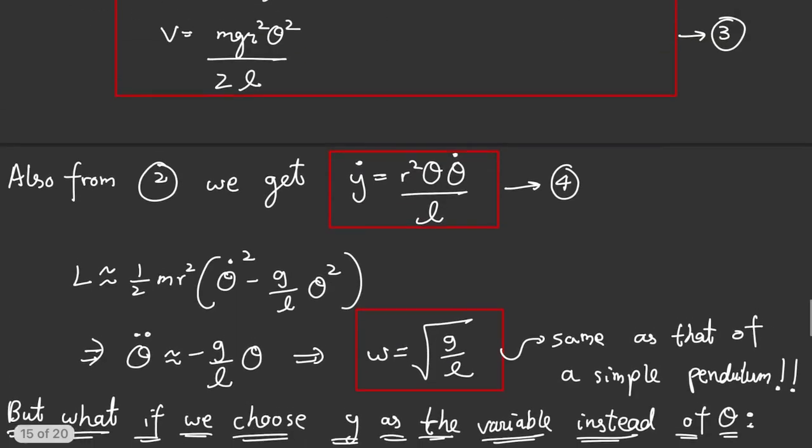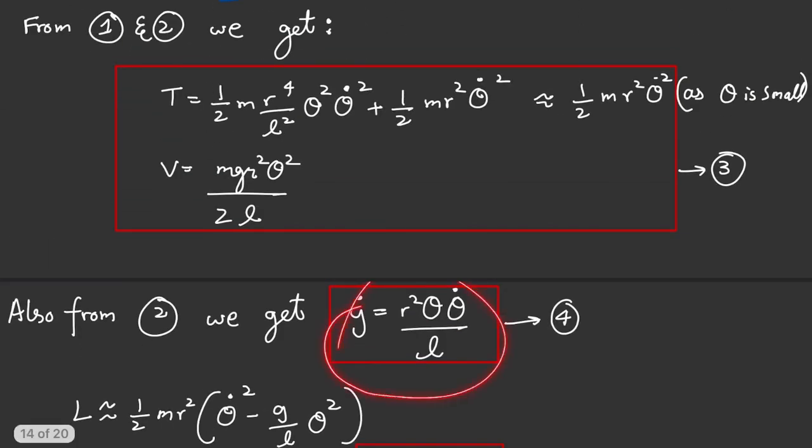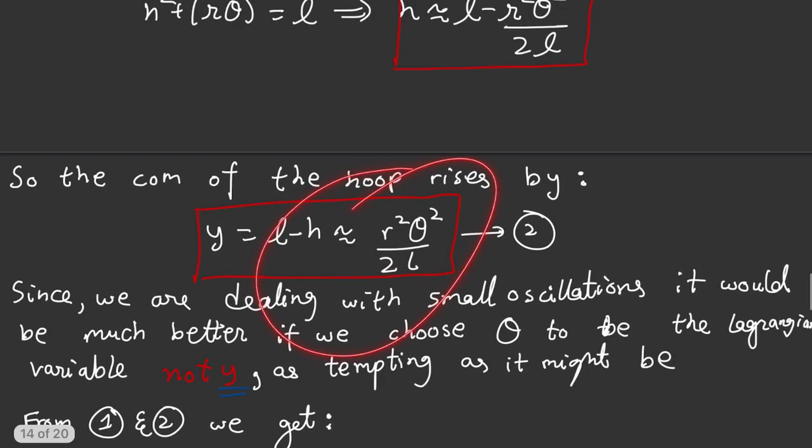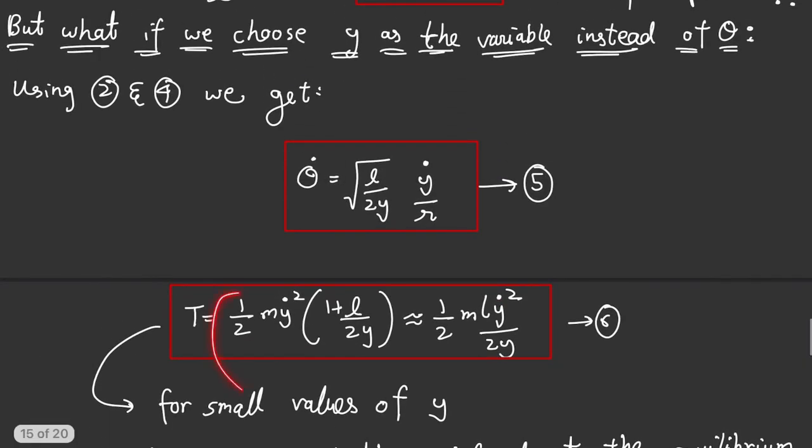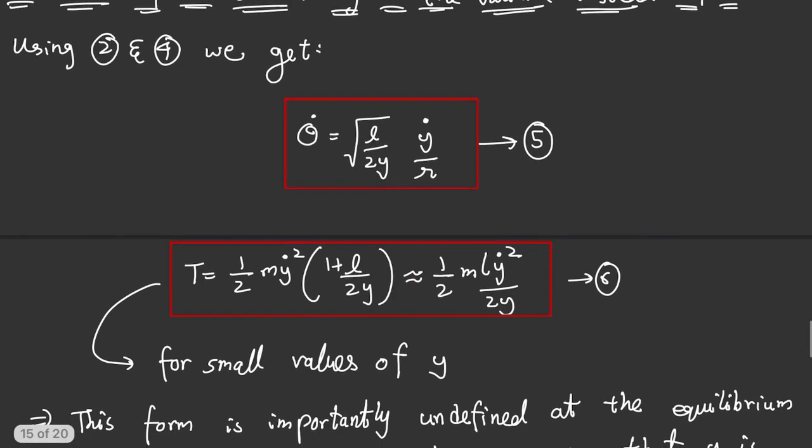Let's see what happens. Now using 2 and 4, we can write the total energy as half m y dot square into 1 plus L by 2y. And since theta is small, we can assume that this is approximately small. So we can neglect L by 2y. So we get half m L square y dot square by 2y as the total kinetic energy.